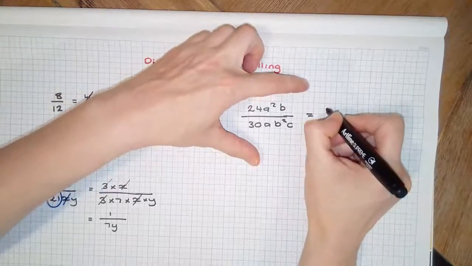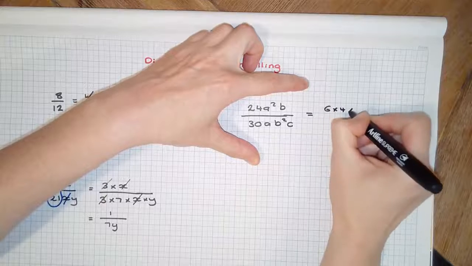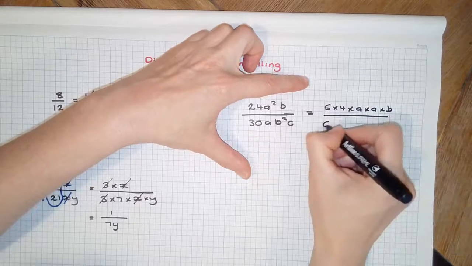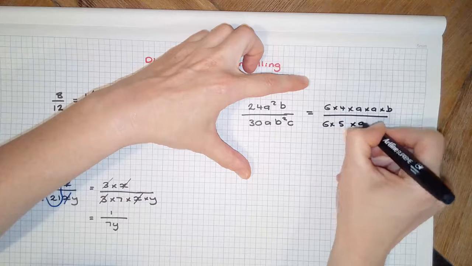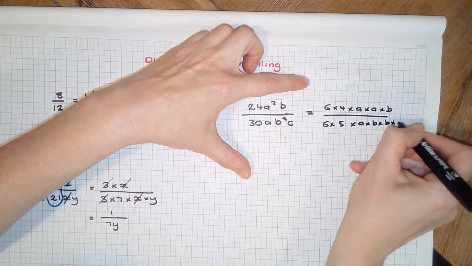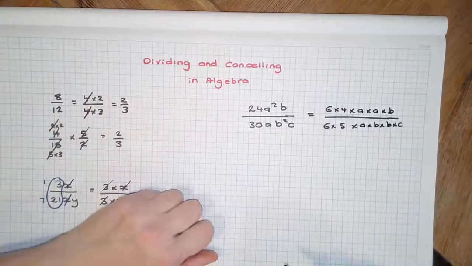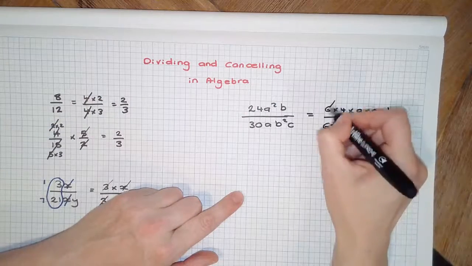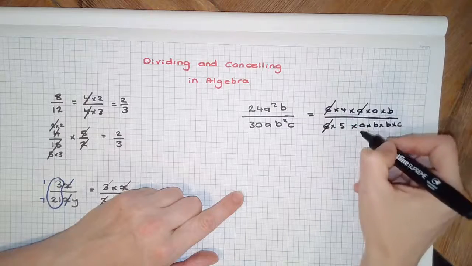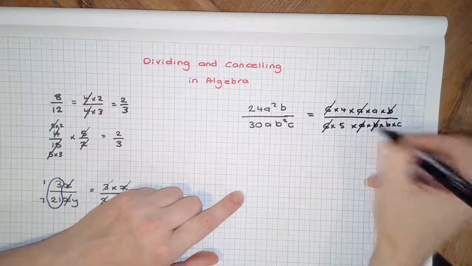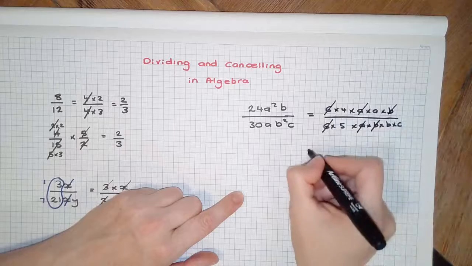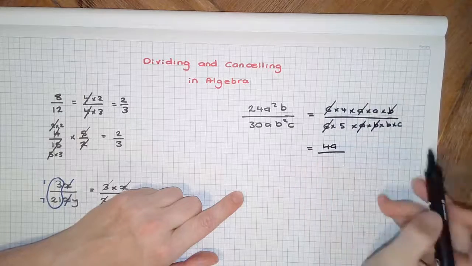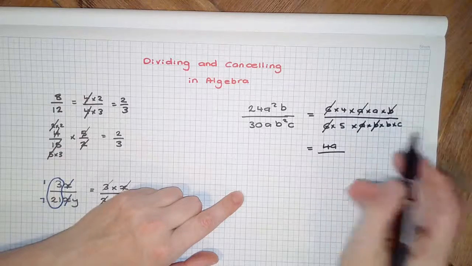So I'm going to separate it as 6 times 4 times a times b all over 6 times 5 times a times b times c, because we have b squared in the denominator. So now I can cancel factors that are on the top and the bottom. I've got a 6, I've got 1a there, I've got a b, and there's nothing else to cancel. So on the numerator I'm left with 4a, and then denominator I'm left with 5bc.